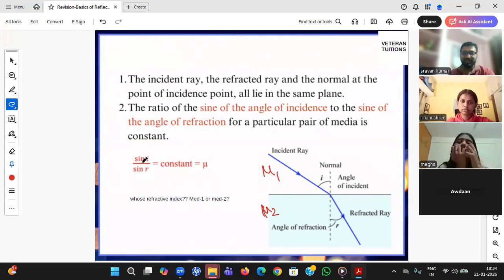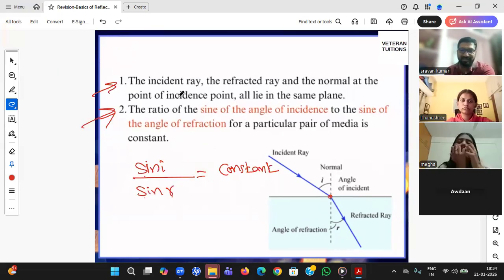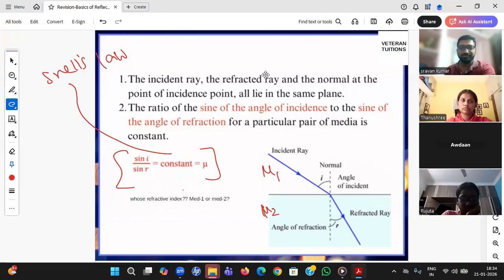For that reason, student, to know this, you need to know what Snell's law is, from where the second law is derived. All your numericals will be solved only by Snell's law, not by this law at all. So please let us learn Snell's law. For 2 marks, a theory part, this is more than enough. But for numericals, you need to learn where this formula has been derived from.